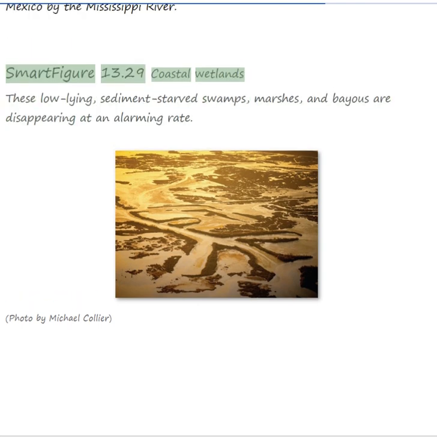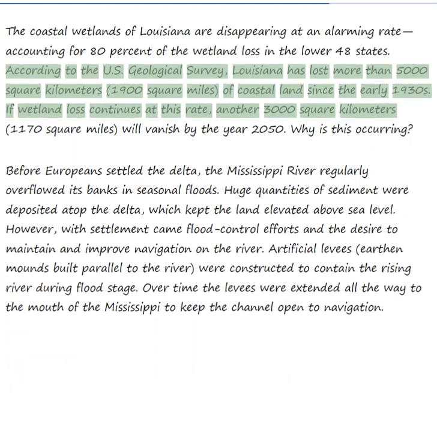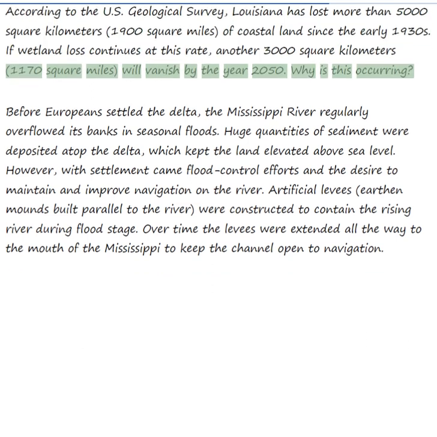Smart Figure 13.29 Coastal Wetlands. The coastal wetlands of Louisiana are disappearing at an alarming rate, accounting for 80% of the wetland loss in the lower 48 states. According to the U.S. Geological Survey, Louisiana has lost more than 5,000 square kilometers of coastal land since the early 1930s. If wetland loss continues at this rate, another 3,000 square kilometers will vanish by the year 2050.